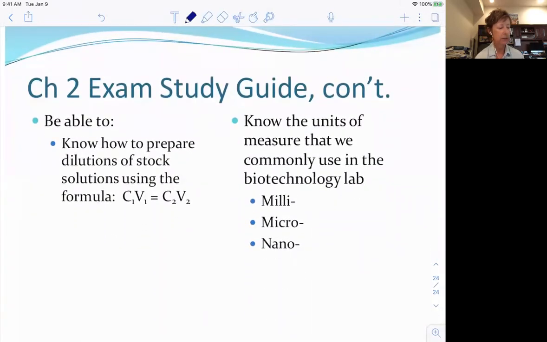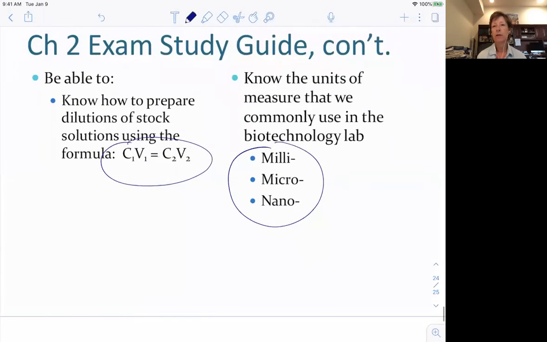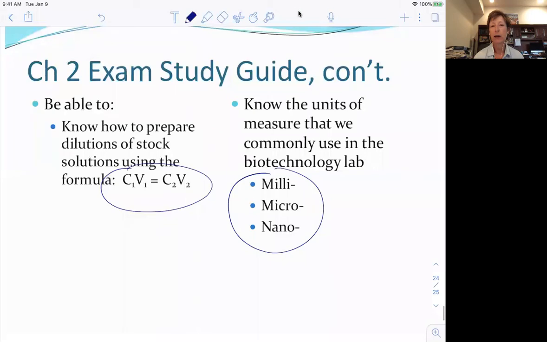Couple other things that we just talked about is you need to be able to do this calculation, C1 V1 equals C2 V2. And if you go to your textbook, there's some more examples of that. And then know these units of measure that we work with in lab. So that'll conclude this section. And if you do have questions, make sure that you ask those questions in lab this week and before you do take that exam. So I'll be seeing you in a couple days in lab.